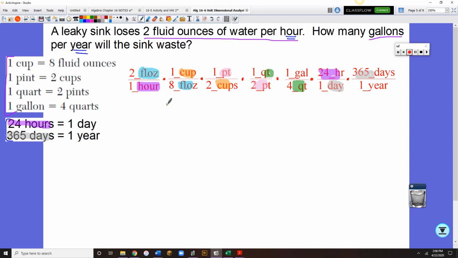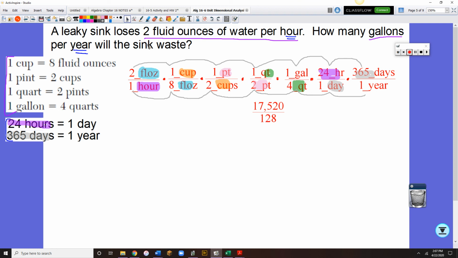Okay, so now we're going to go through and multiply all the numbers together just on the top. So that means 2 times 1 times 1 times 1 times 1 times 24 times 365. And that comes out to 17,520. Then I'm going to multiply all the numbers on the bottom. 1 times 8 times 2 times 2 times 4 times 1 times 1. And that comes out to 128.